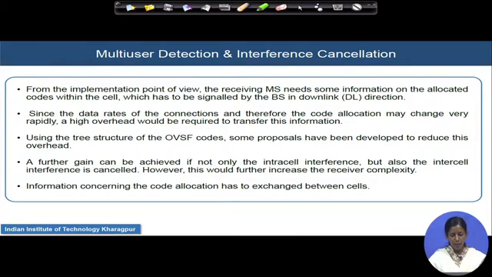Further gain can be achieved if we handle not only the intracell interference but also the intercell interference, and that can give a huge gain to the performance, but remember, with a heavy increment in the system complexity.